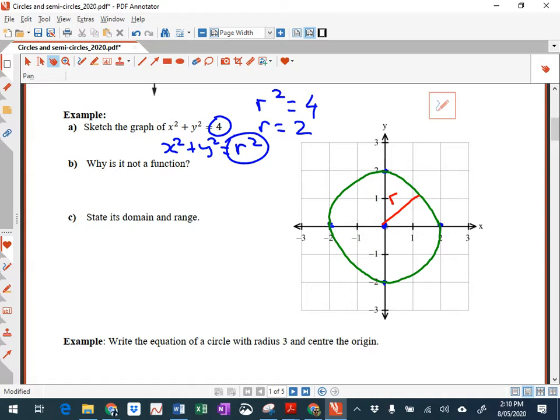Now it says, why is it not a function? Well, we answered that before. I'd say the circle fails the vertical line test.